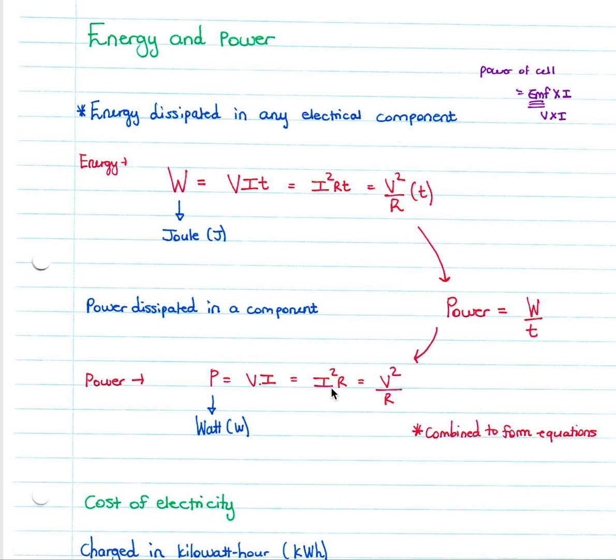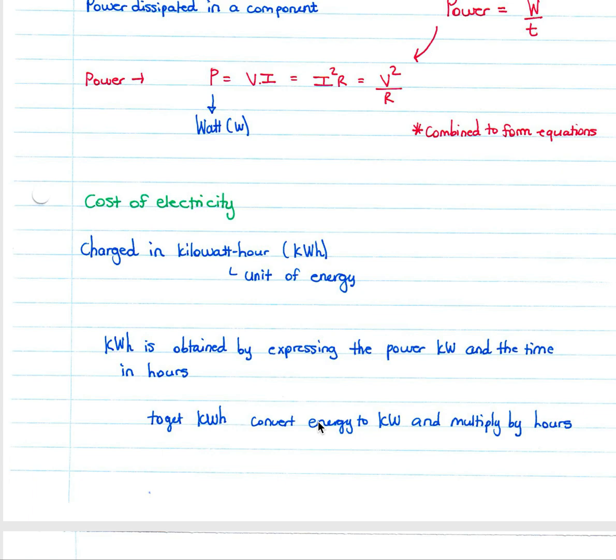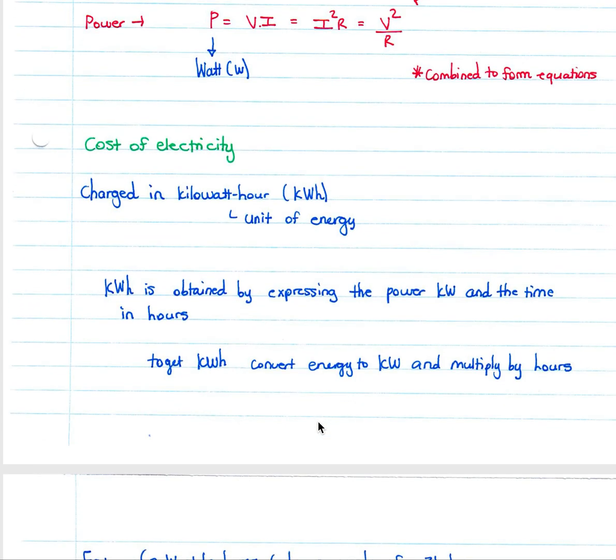Power is also equal to I squared times R, and power is equal to V squared over R. So these are combined to form equations. You will be given some of these equations on your formula sheet, and the rest of them you can derive from what you're given. Then they like to ask questions about the cost of electricity.